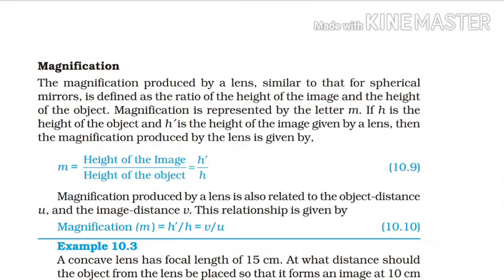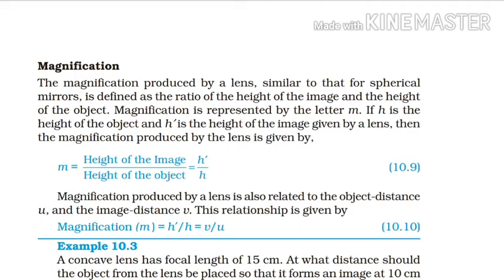We know that the magnification produced by a lens, similar to that for spherical mirrors, is defined as the ratio of the height of the image and the height of the object. It means if we represent the magnification produced by any lens with the symbol m, then m can be expressed as height of the image divided by height of the object. So if we take the height of the object as h and the height of the image as h dash, then m equals h dash by h.